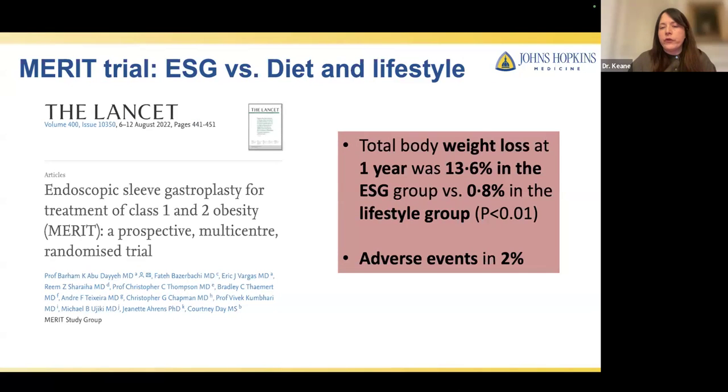And what they found was that with an ESG, weight loss at 1 year was 13.6%. But actually in the diet and lifestyle group, it was less than 1%, showing that it was a really significant difference between the two groups. And this really paved the way for the FDA de novo authorization that this procedure has now received. Now, this can be quite confusing to understand, but what it means for patients is we're getting more reimbursement and we're getting better Medicare coverage. So these are great steps forward for this procedure. Adverse events were also very low, less than 2%.